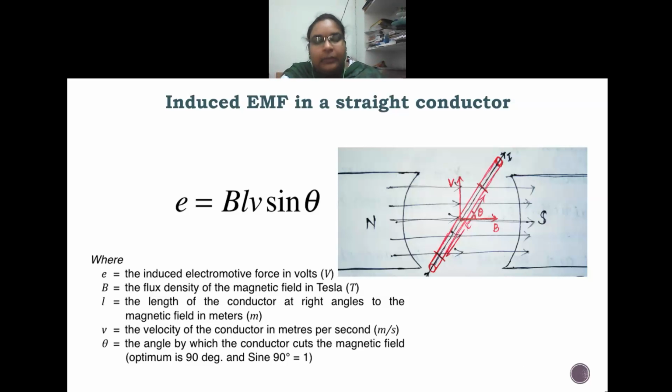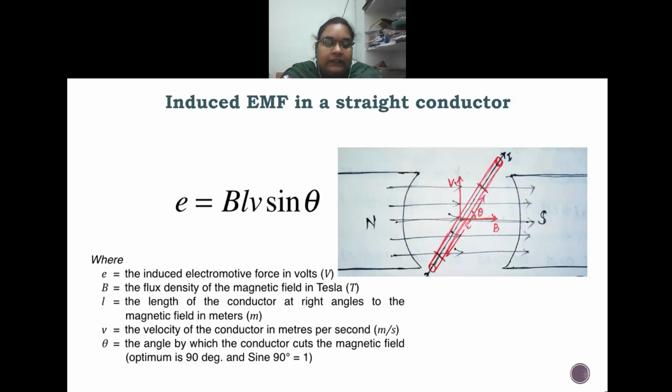The amount of flux present in a unit area is called the flux density, which is measured in Tesla; that is B. L is the length of the conductor, the total length of the conductor that is being exposed to the magnetic field. And V is the velocity at which the conductor is being moved.